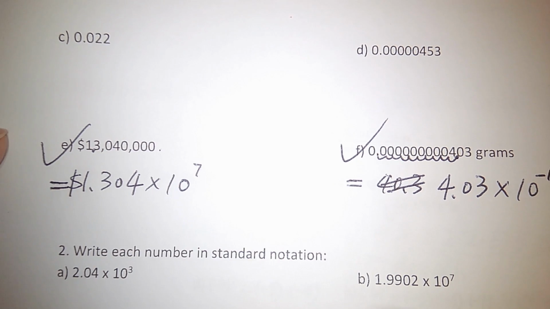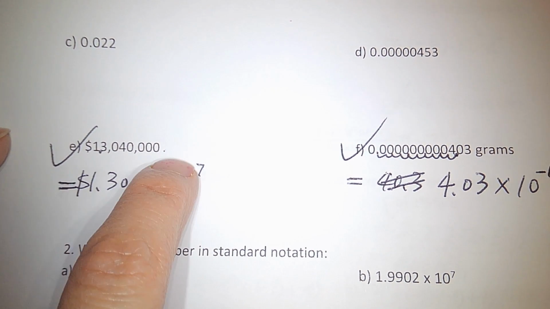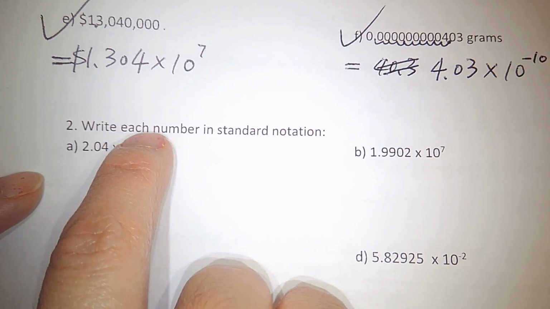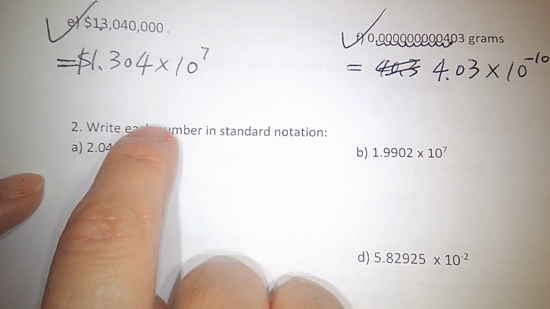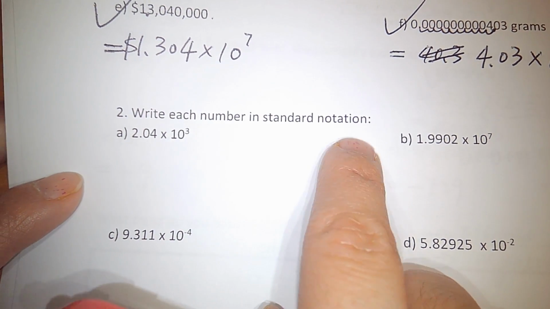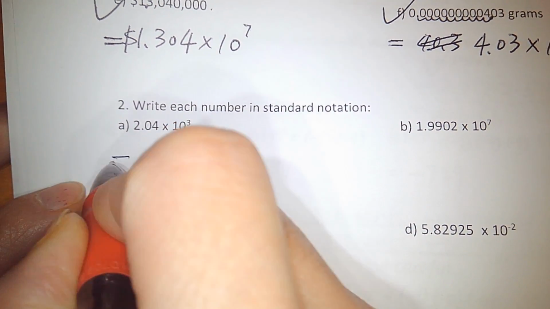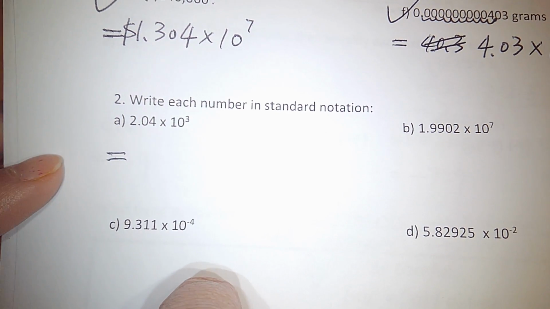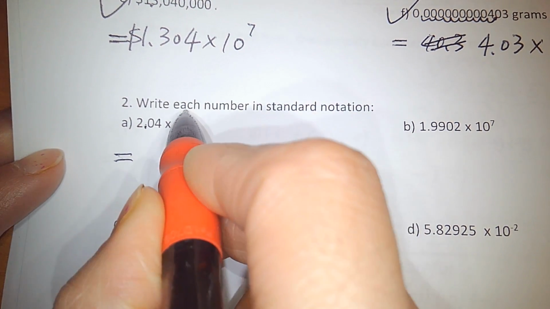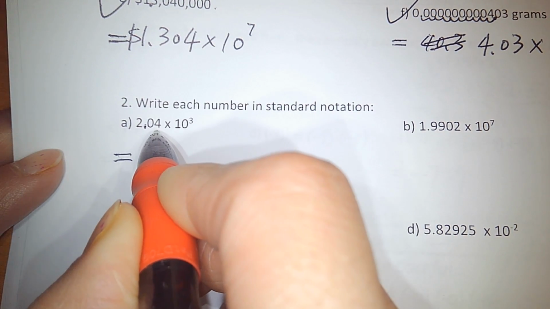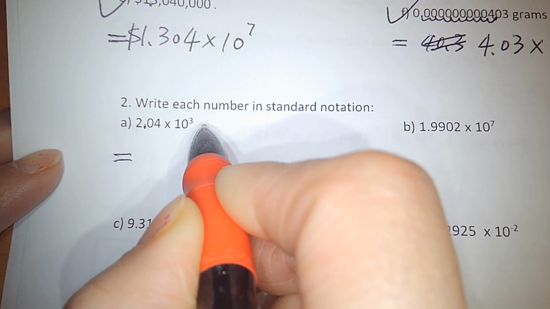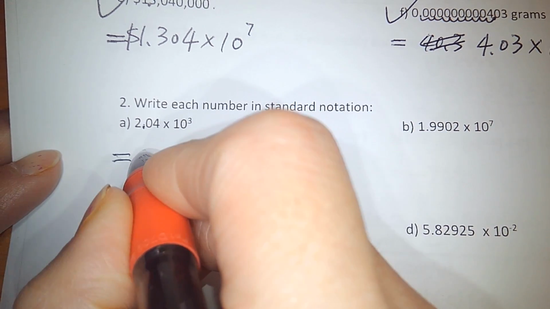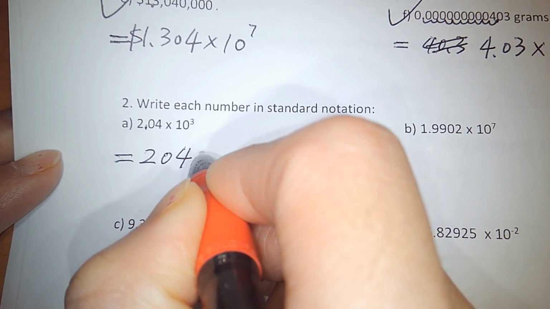This is writing a number from standard notation to scientific notation. Reversely, how can we write each scientific notation in standard notation? What should we do? What is 2.04 times 10 to the cube in standard notation? If the exponent is positive, we move the decimal point to the what? Right. Okay, so for how many digits? 3 digits. So we should have 2040.